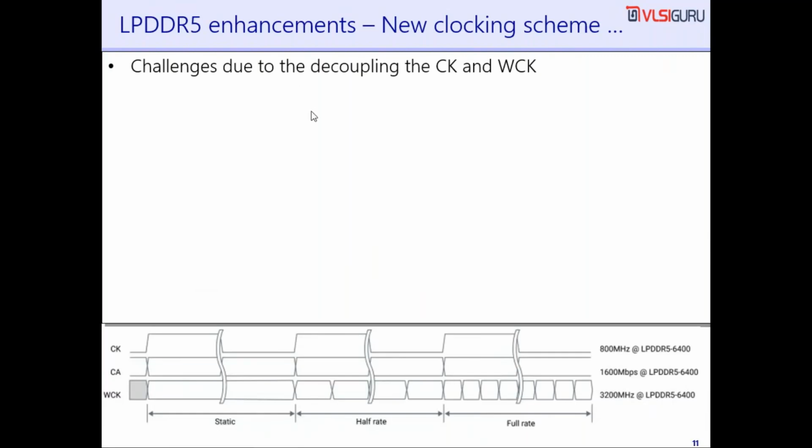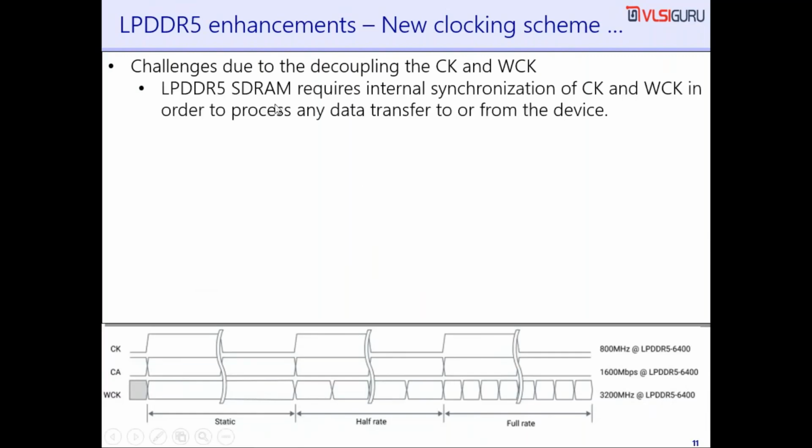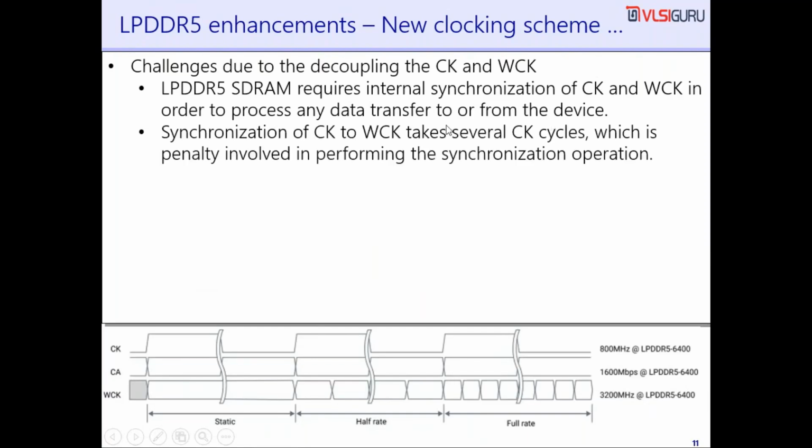So let's understand what are the challenges due to decoupling of clock from the WCK. LPDDR5 SDRAM requires internal synchronization of the clock and WCK. So inside the SDRAM, this synchronization is required in order to process any data transfer to and from the device. Because command and address is coming on CK, data is coming with respect to this. So there is a synchronization required between these two so that data is sampled properly. Synchronization of clock to WCK takes several clock cycles, which is a penalty involved in performing the synchronization operation.